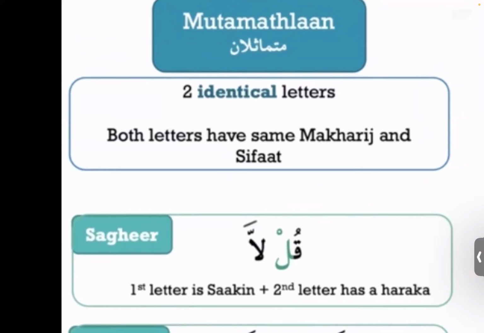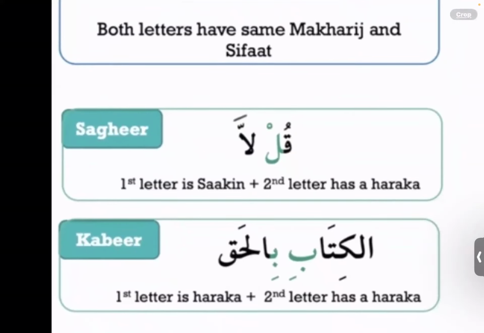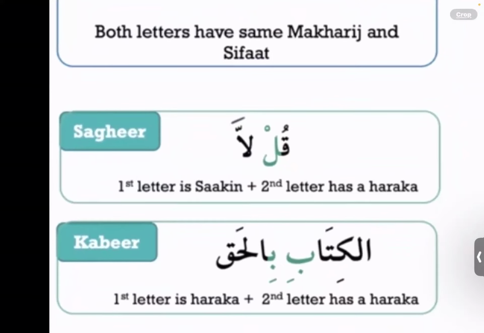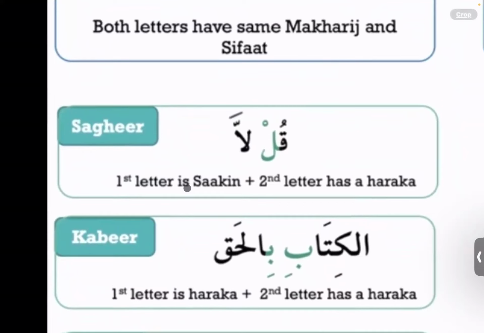Meaning two of the same letter. Ba and ba. Two of the same letter. Mutamathilan. They're identical. And you actually have a background in this. Don't worry, you actually already know this because we talked about a type of idgham mutamathilan when we talked about idgham shafawi, labial idgham, labial merging, when we talked about the meem. Meem and meem merged together to make one big meem.